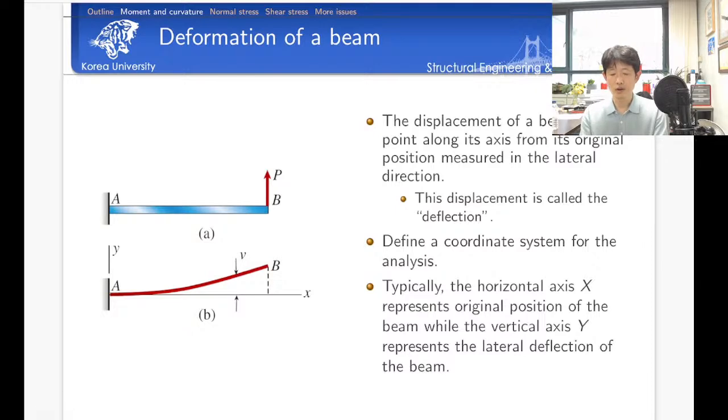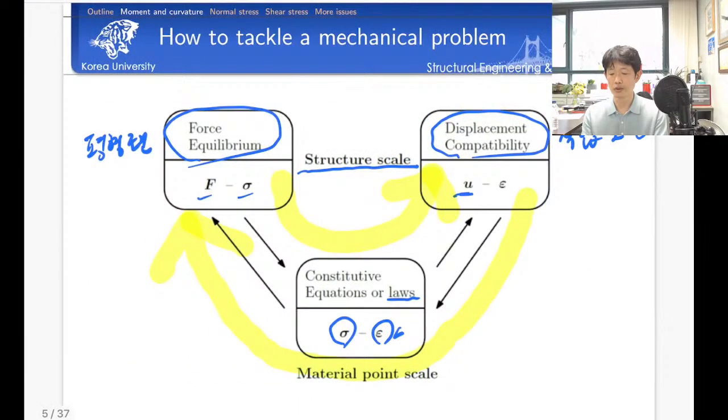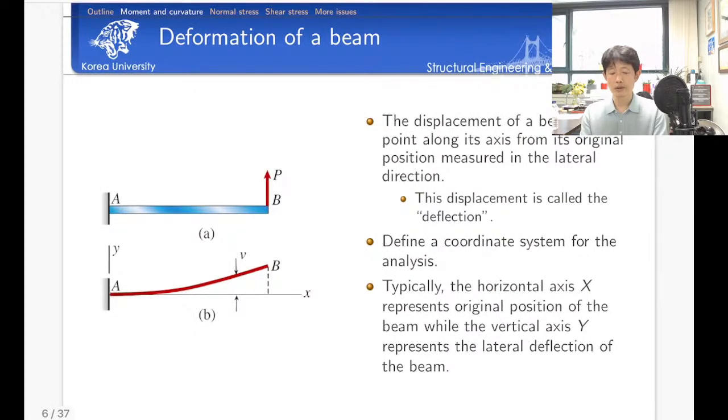Okay, so now let's talk about deformation of beams. I want to talk about displacement compatibility. To discuss displacement compatibility, I have to determine how to describe the deformation. So now let's look at the deformation of a beam carefully. As a simple example, we have a cantilever here. Let's say we applied a force P at the end of this beam, and this is my coordinate. Here this is my x-axis and this is my y-axis.